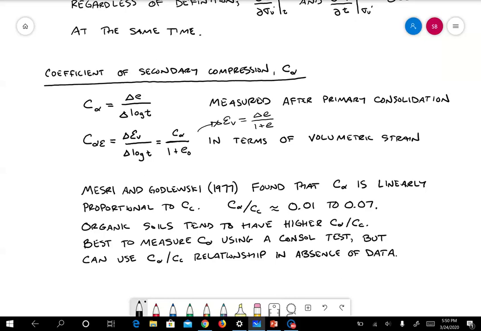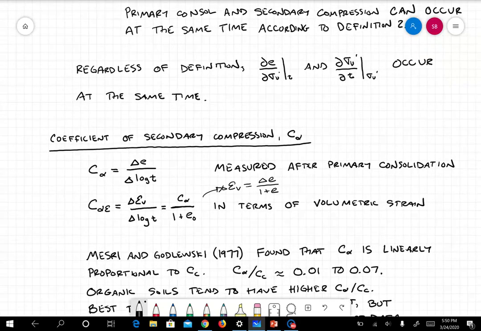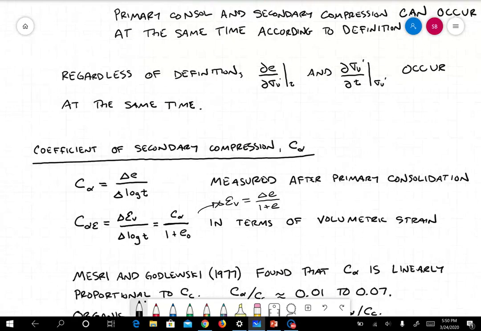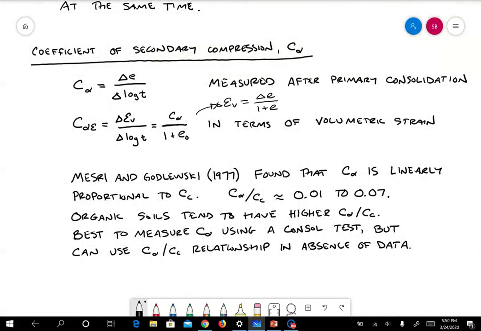Now the best way to get C alpha is to do a consolidation test, get a curve that looks like this one, where you clearly have a linear part of the secondary compression slope after primary consolidation, and just directly measure C alpha. That's the best way to do it. It may vary with different load stages, and you may have to select the load stage that most closely matches your field loading condition, but if you measure C alpha, that's the best.